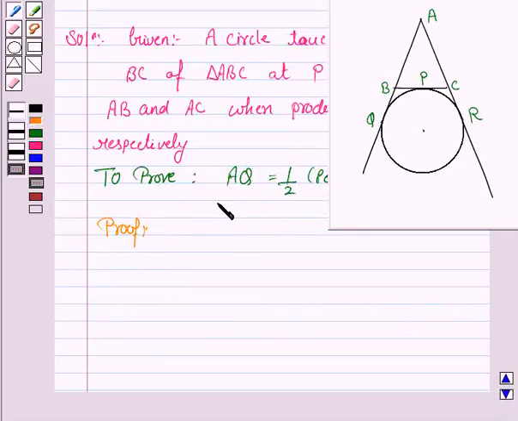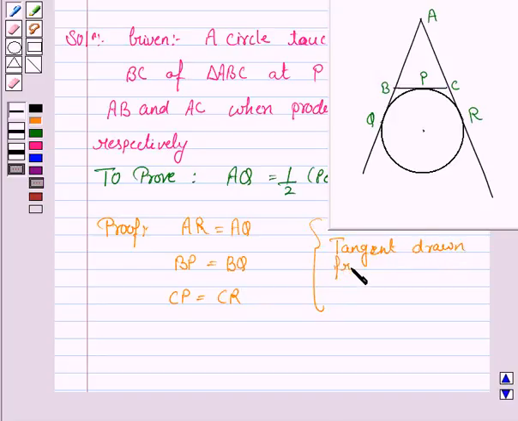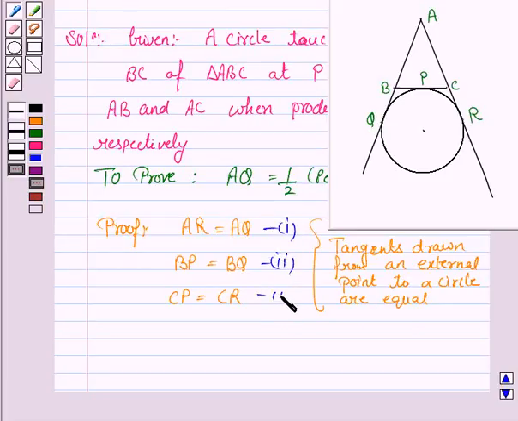Now AQ is equal to AR. And also BP is equal to BQ and similarly CP is equal to CR. This is because tangents drawn from an external point to a circle are equal. Let us name this as 1, this as 2, and this as 3.